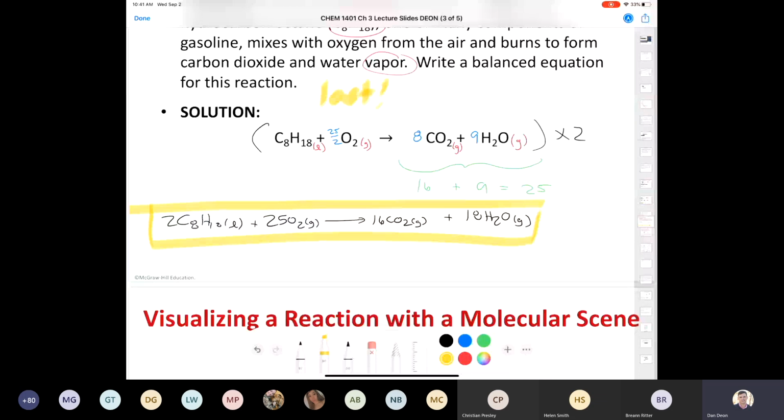Somebody put, how can you know if a product is a solid, liquid, or a gas? Well, in this case, octane is in gasoline, and gasoline is a liquid. Oxygen is a gas in the air, so is carbon dioxide, and it tells us that the water is a vapor, and a vapor is a gas. And so here it's given to us.